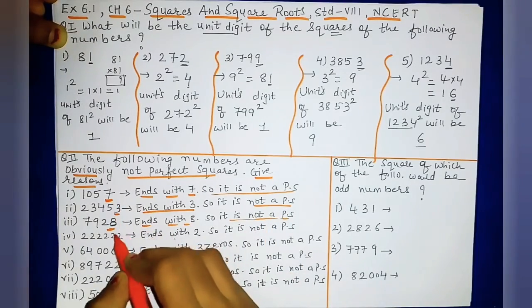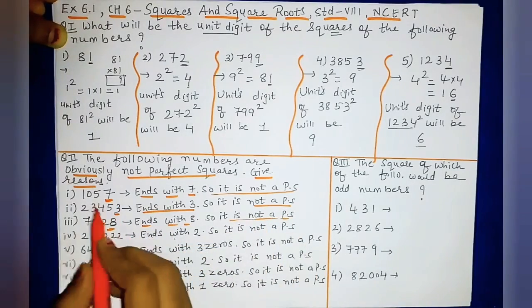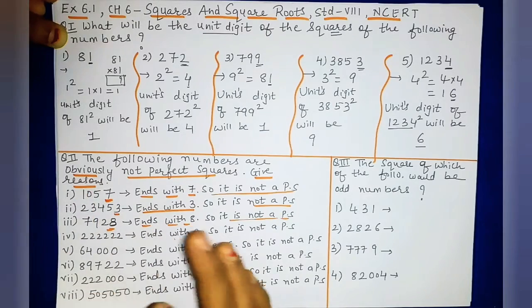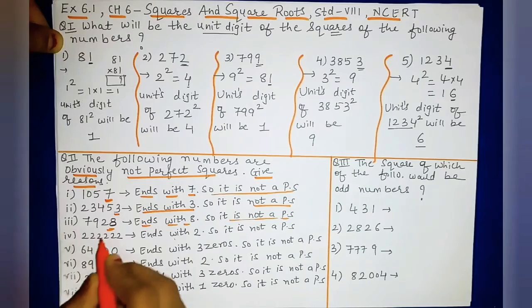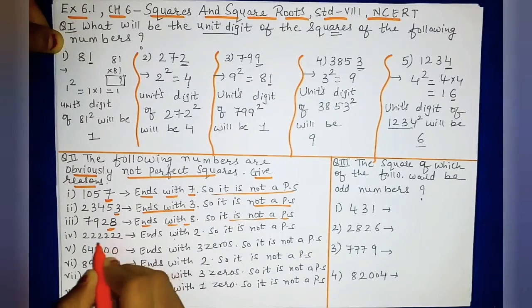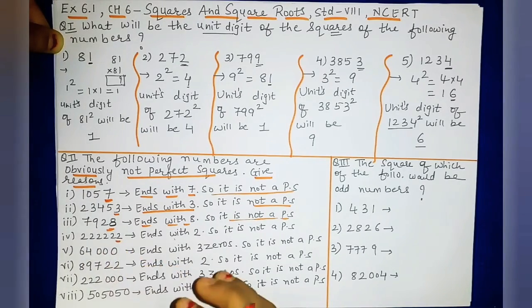So by seeing the last digit you can easily say whether this number is a perfect square or not. You can give the reasons in your own words. Now here 2222 is given 6 times. The last digit is 2. Again 2 is not a square of any number.